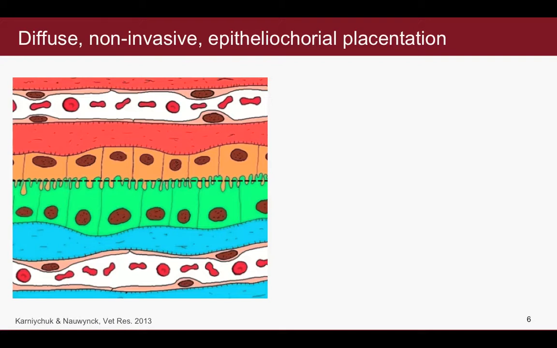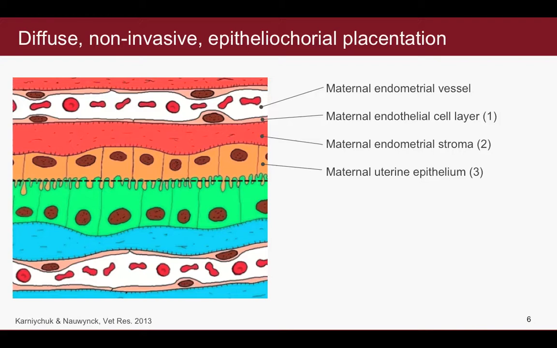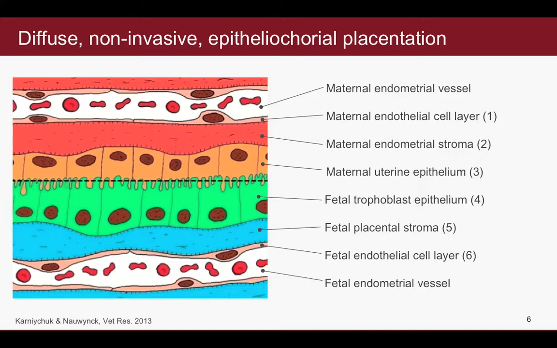The epithelial-chorial placenta is characterized by 6 cellular layers that separate the maternal and fetal blood, as listed in the schematic. There are 3 layers on the maternal side: the endothelium of the blood vessels, the endometrial stroma or lamina propria, and maternal uterine epithelium. Similarly, there are 3 layers on the fetal side: the fetal endothelium, placental stroma or mesenchyme, and fetal epithelium, referred to as the trophoblast.